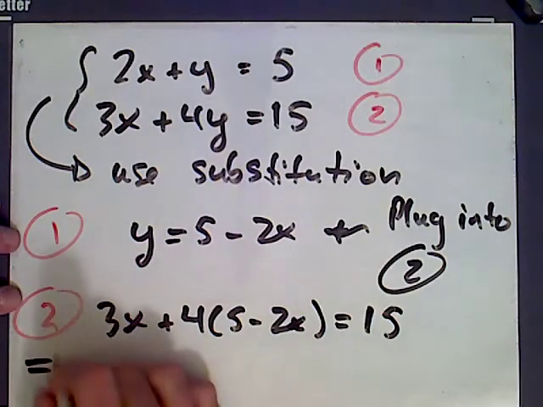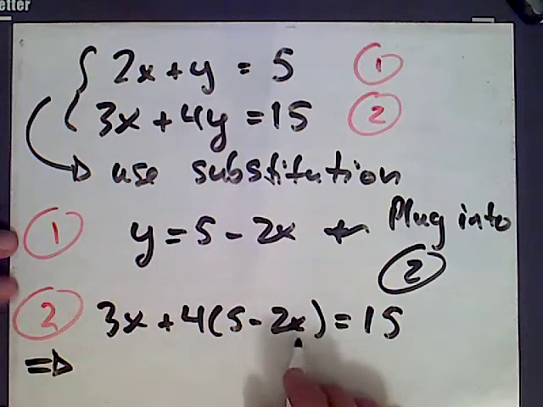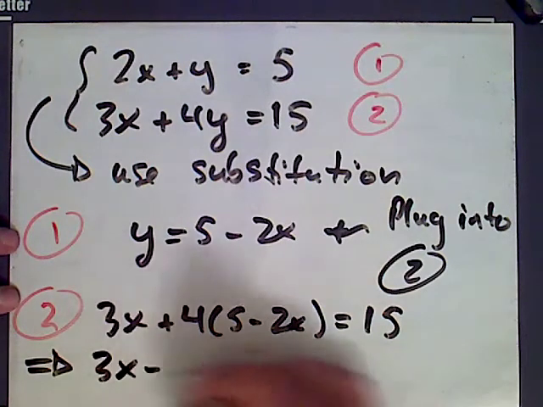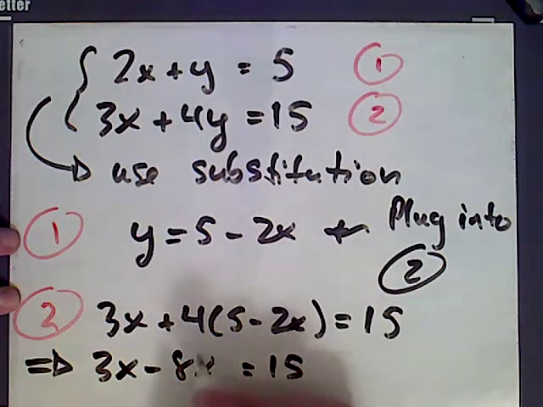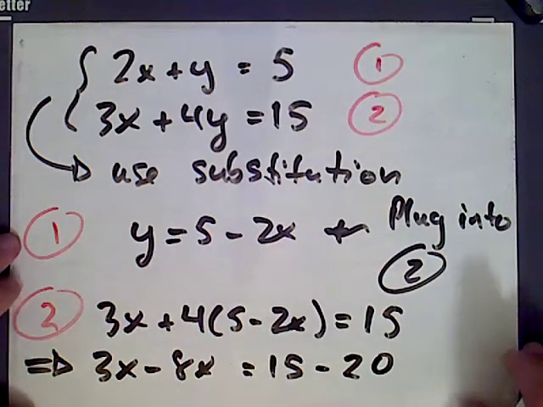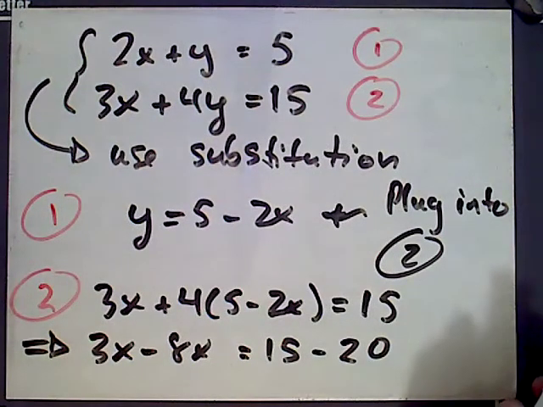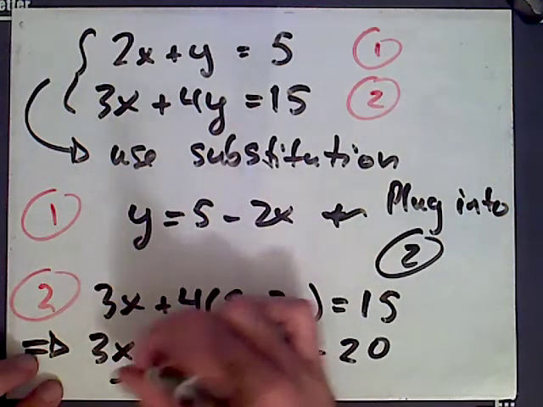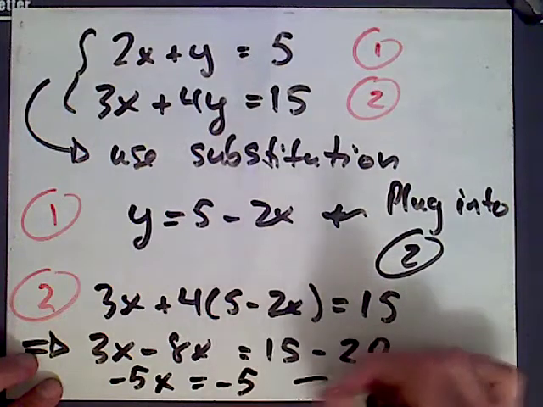And then solving for x. We have 3x here, and then minus 8x. So we write this all out: 3x minus 8x equals 15. 4 times 5 is 20 on the left-hand side. Bring that to the right-hand side, and it's minus 20. I'm going through this a little quicker because I'm assuming you're more or less familiar with this. So we get negative 5x on the left-hand side equals negative 5 on the right-hand side, giving x equals 1.